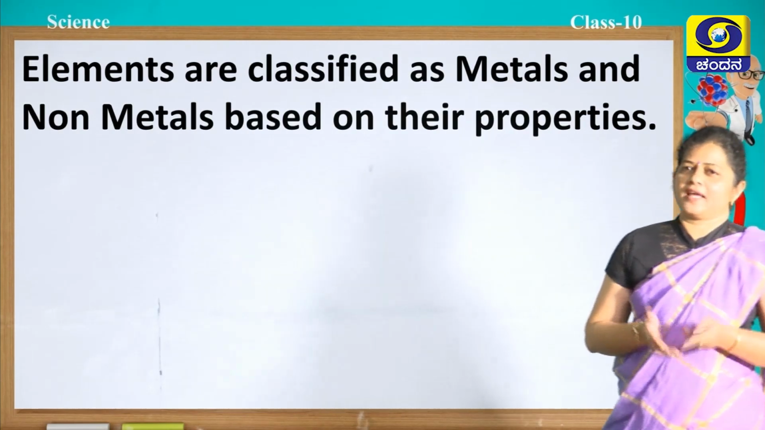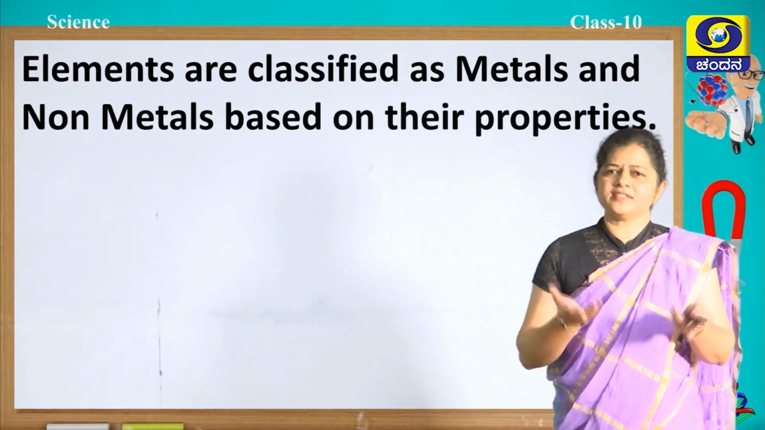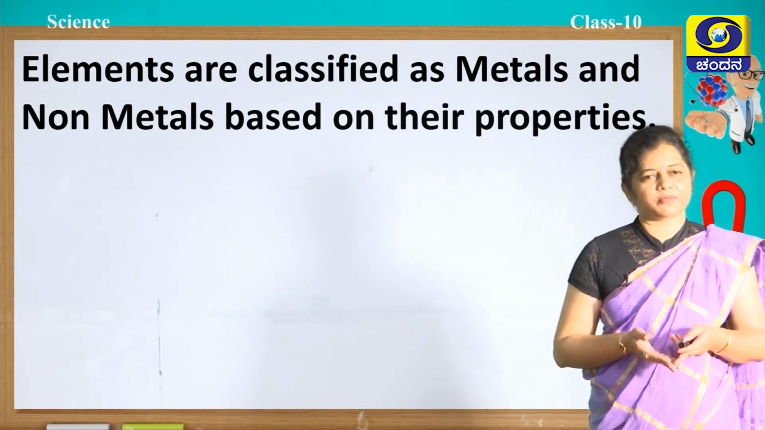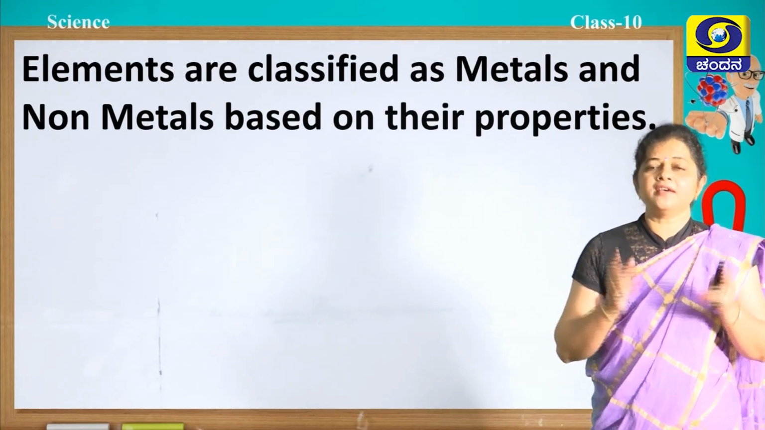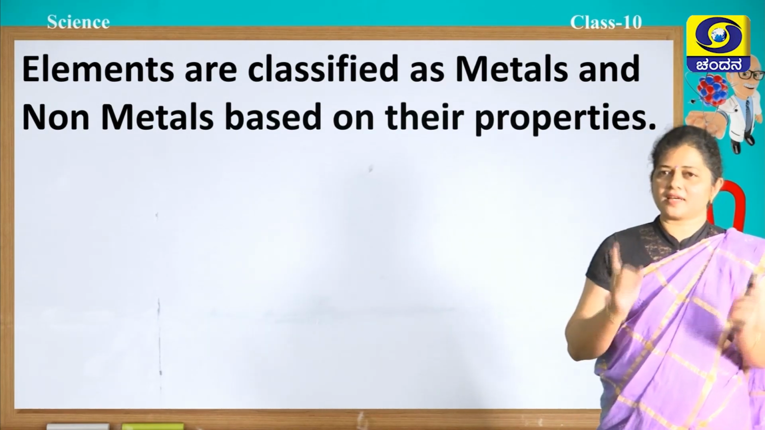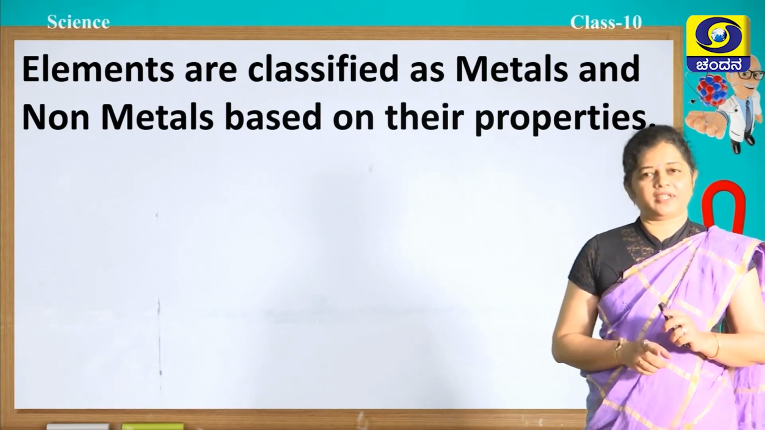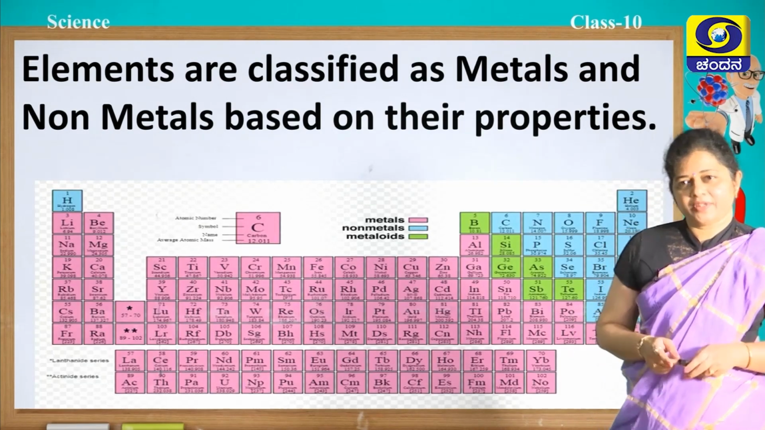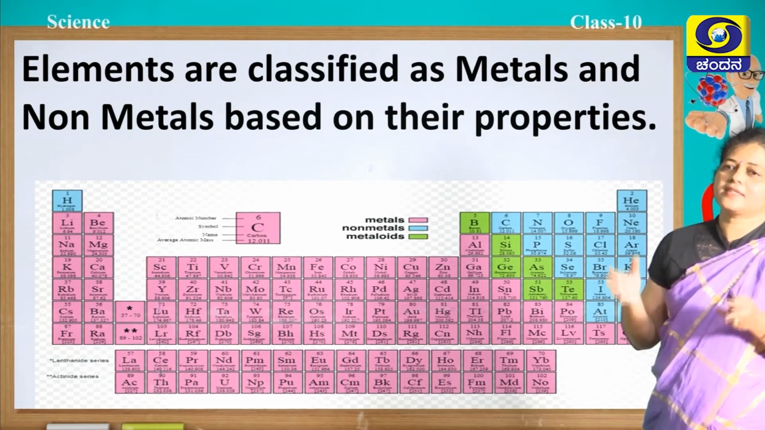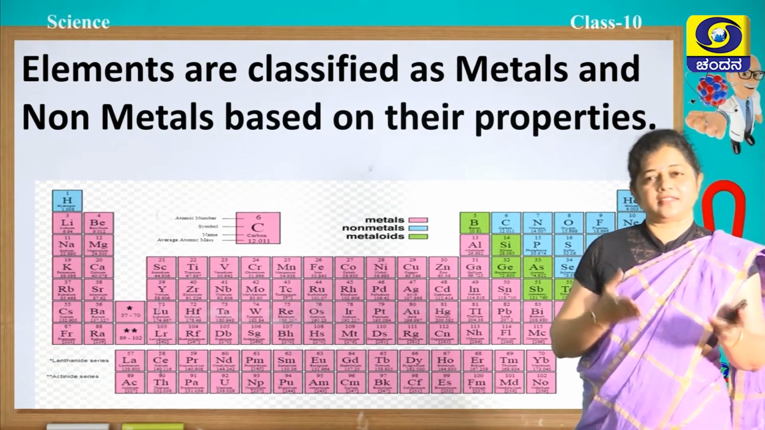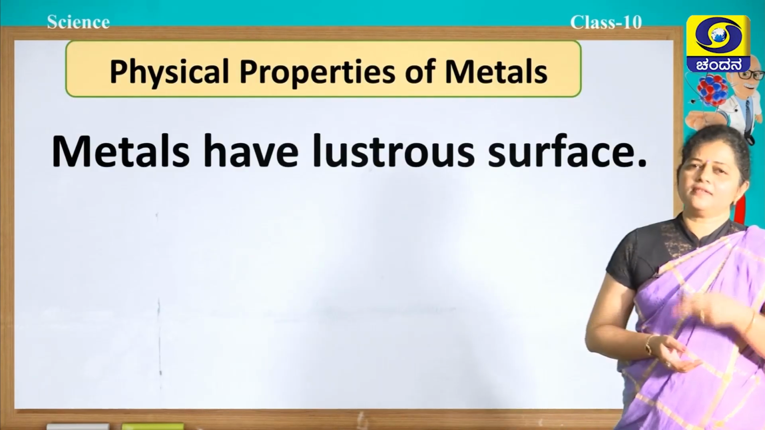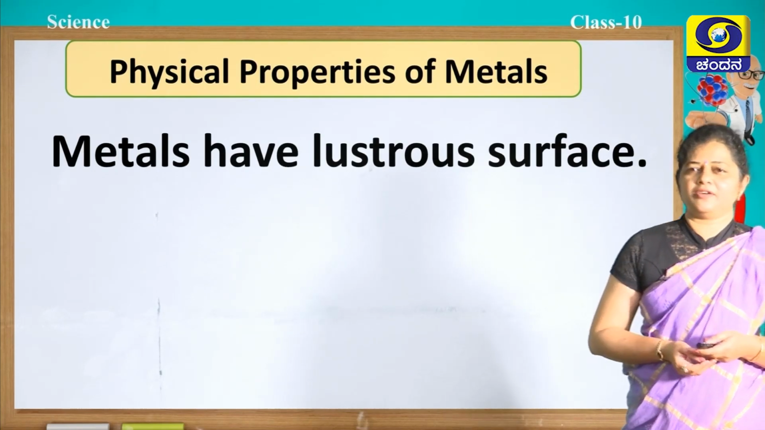Now, all of you know that metals or non-metals, basically they are elements. So, all the elements are classified as metals and non-metals. And how are they classified? Based on their properties. You can see the periodic table. There are so many elements over here, and these elements have been classified as either metals or non-metals depending on their properties.